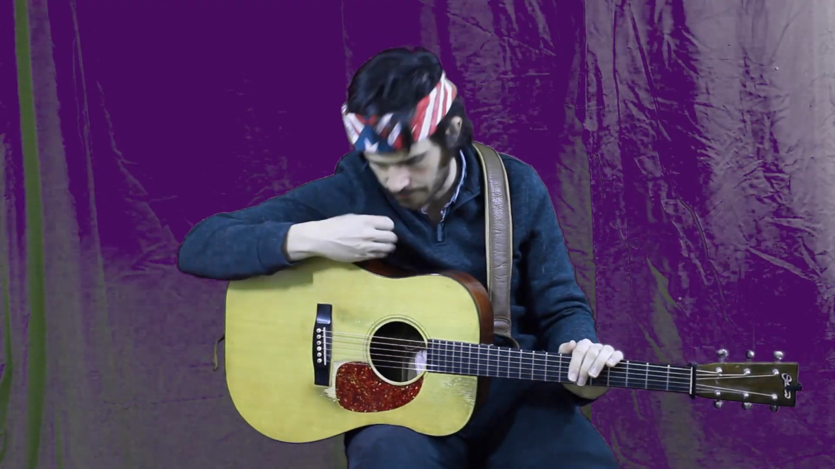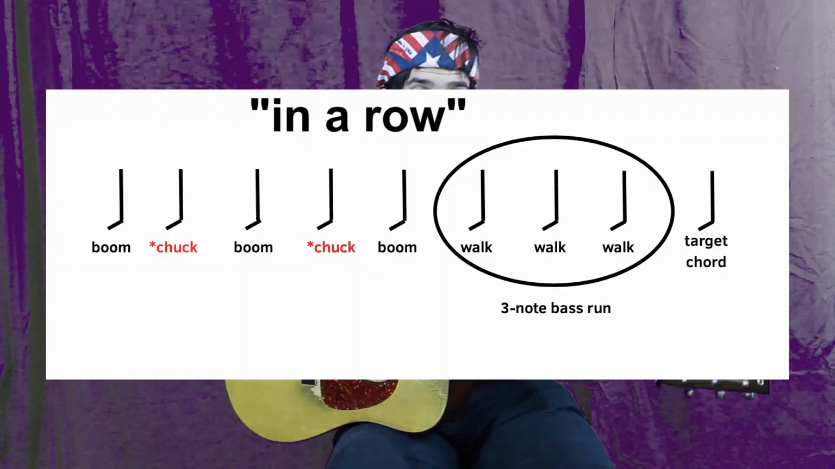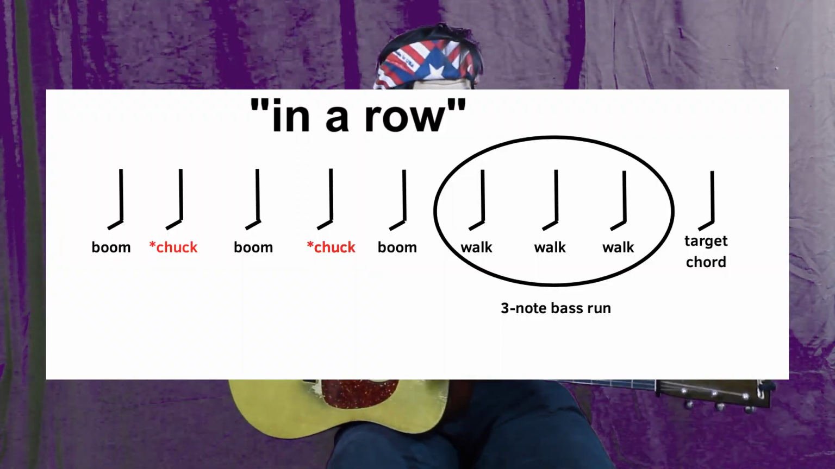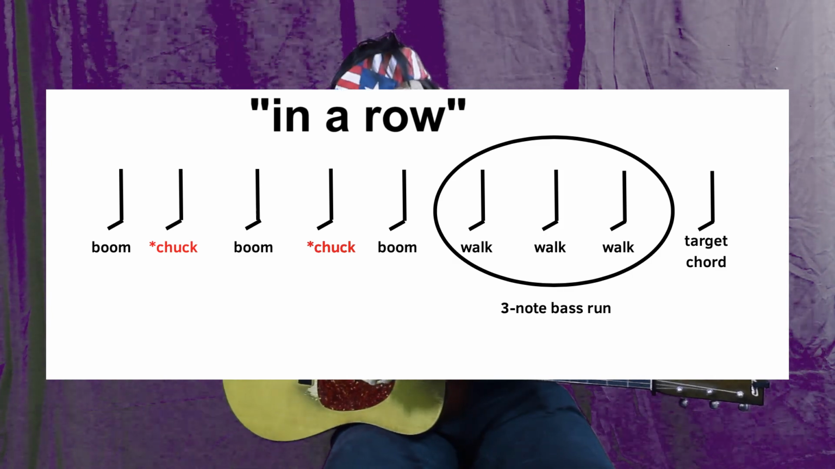Of course, there's many variations on that. If you get to the end of the video, you'll see me experimenting with a bunch of different versions of messing around with direction. So before, if we had 3 notes leading into the next chord, it would just go boom, chuck, boom, walk, walk, walk. What I'm saying is we can infuse the walking bass run into the boom chuck.